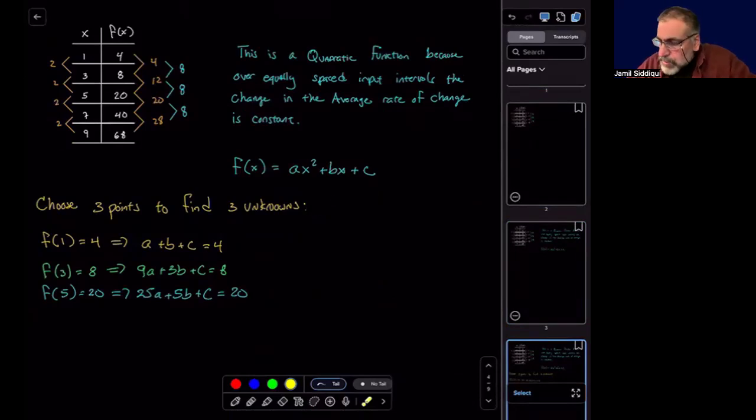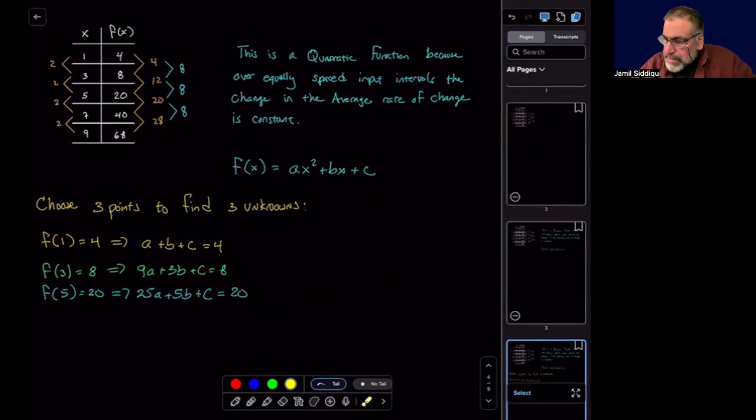What I'm going to do is use the three inputs that are the smallest, the easiest to work with. I'm going to work with 1, 3, and 5. A lot of you are trying to find other inputs. You want that 0 input. Yeah, there's an advantage to using 0, but it's not always easy to find the 0 input. So just, don't be afraid. Use the inputs they give you, 1, 3, and 5.